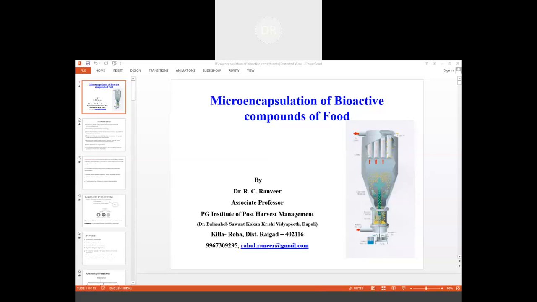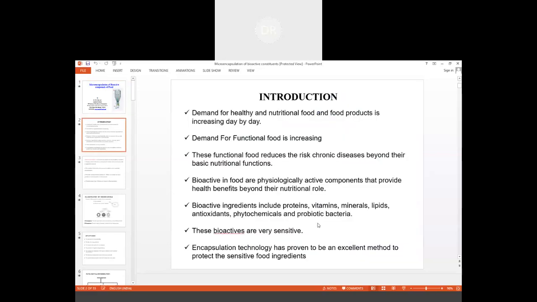So basically, bioactives are physiologically active components that possess health benefits beyond their nutritional worth. Some of the bioactive components are protein, vitamins, minerals, lipids, antioxidants, phytochemicals, and probiotic bacteria.